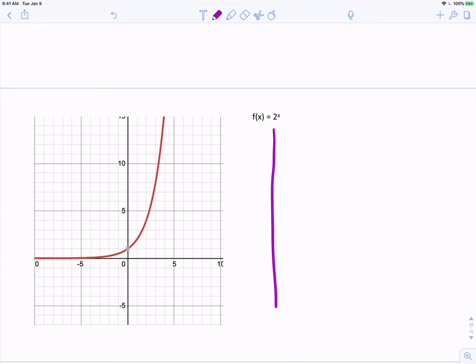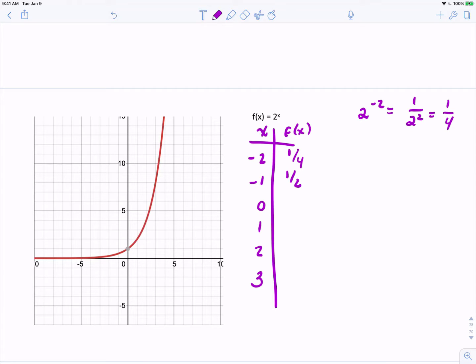Let's take a look at some of the function values. We'll take a look at some negative values, at 0, and at some positive values. So 2 to the negative 2 is 1 over 2 squared, or in other words, 1/4. 2 to the negative 1 is 1/2. 2 to the 0 power, anything to the 0 power is 1. 2 to the first is 2. 2 squared is 4. 2 cubed is 8.